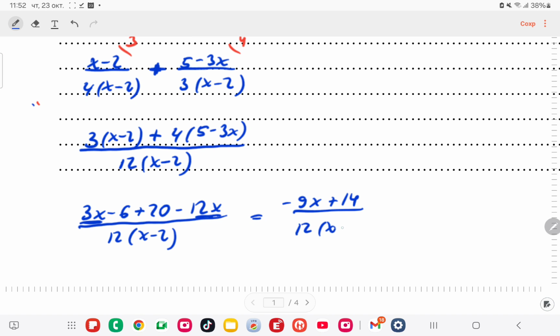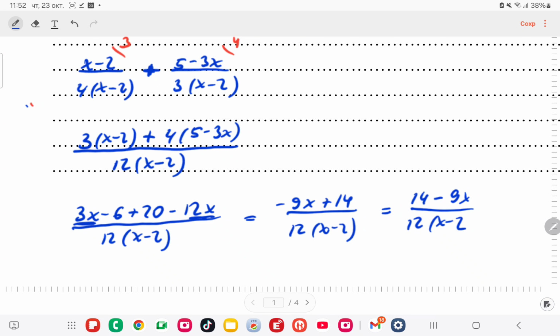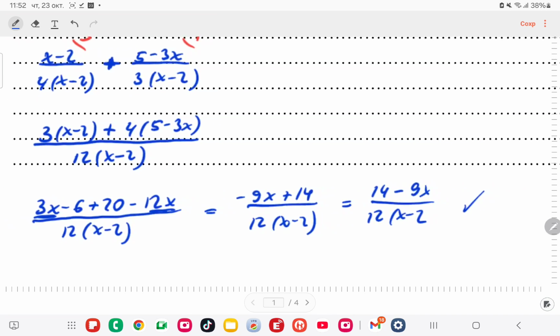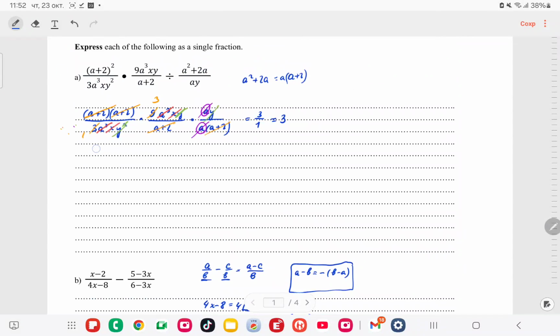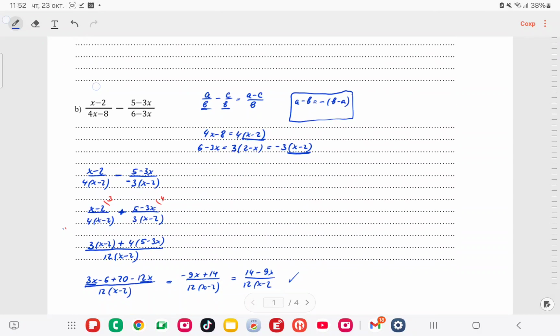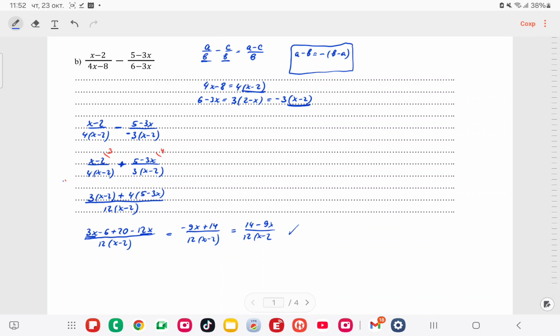Nothing to do remaining, only just write the numerator in a more beautiful form. 14 minus 9x over 12 times x minus 2. It's not obligatory, but it looks better. So that's how we wrote these two questions as a single fraction. In the first question it was multiplication and division. The second one is subtraction. Okay, enjoy.